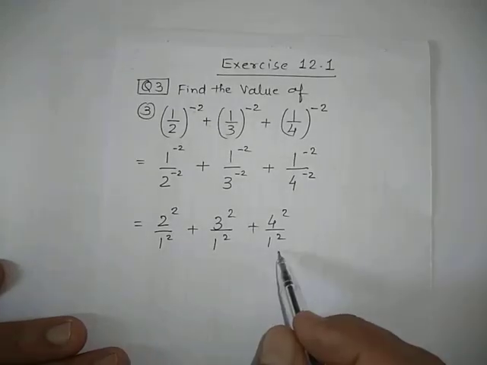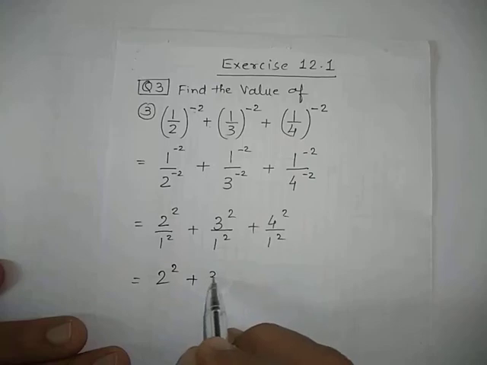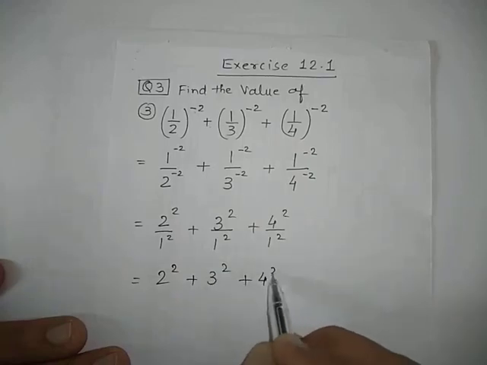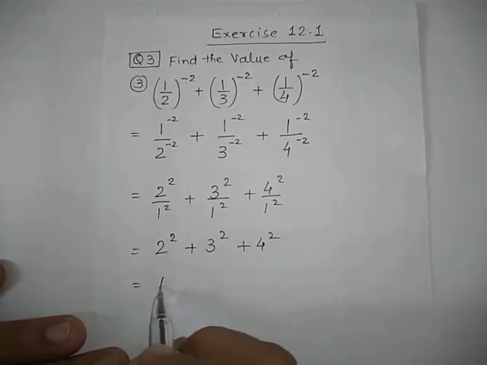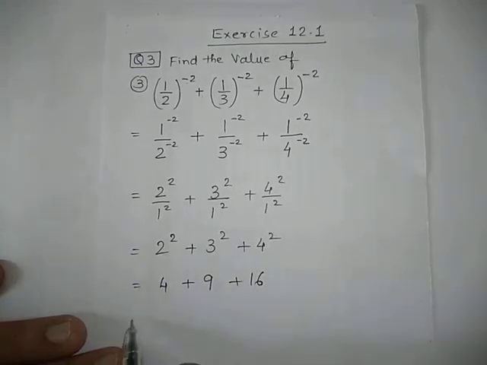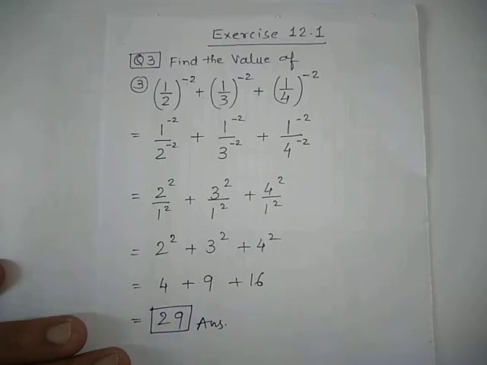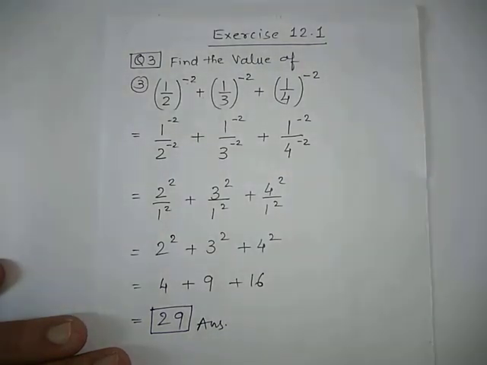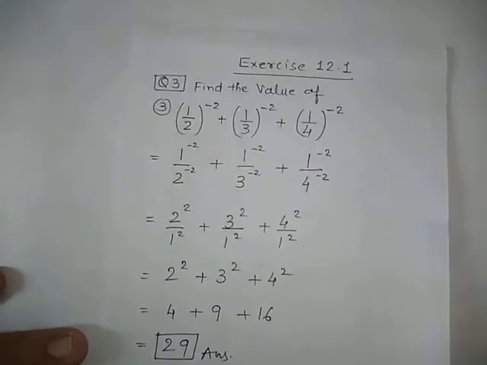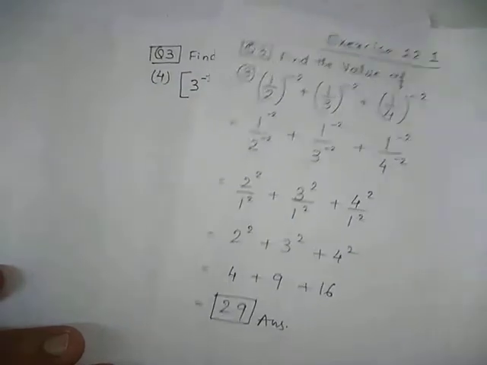Now 1 square, there is no need, 1 into 1. So 2 square plus 3 square plus 4 square. So 2 2s are 4, 3 3s are 9, 4 4s are 16. So we get the answer. If we add all this, that will be 29. So simple. They only make it look big, they will just make you afraid of this sum. Question 3 we have completed.